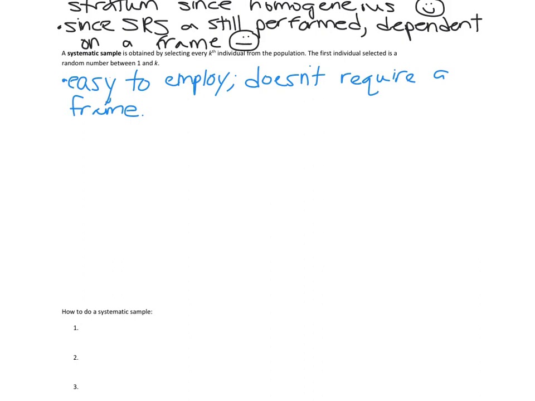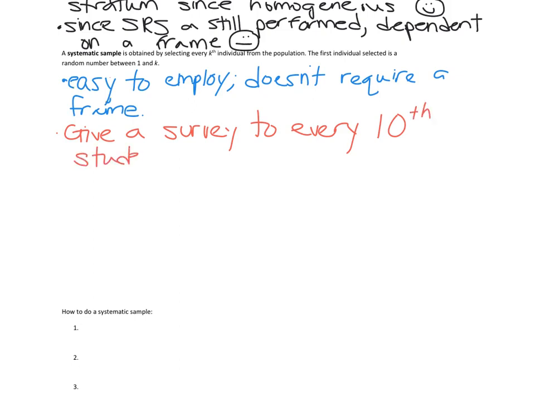Okay, so again, what we were doing is we were giving a survey to every 10th student. And then let's say we chose a number between 1 and 10, and what is it? Let's say it's 6. So we could say starting with the 6th student coming out of the library.